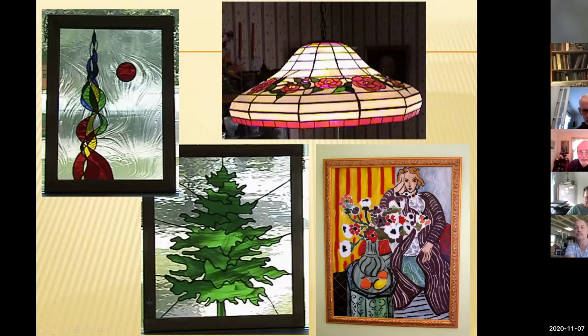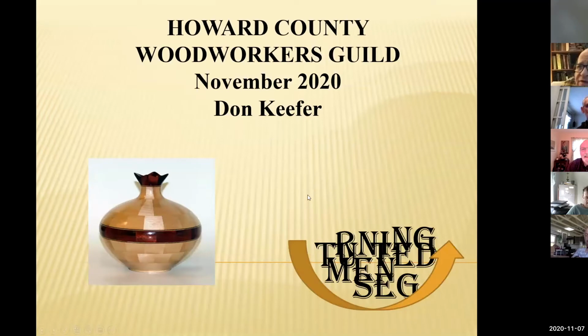This is more like two-dimensional wood turning here for these paintings. But then finally, this lampshade over our dining room table, this is about as close as you can get to segmented wood turning. This is like segmented glass turning. And this is a lot of the same principles involved here. Okay.